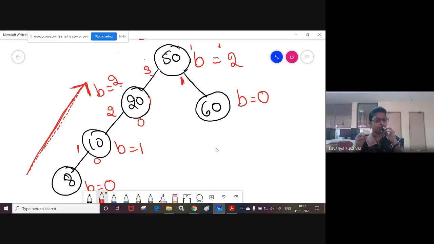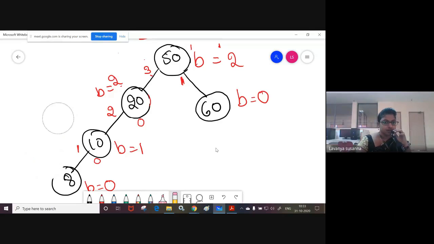That you need to find out. If you want to find out at which node you need to balance, you need to traverse from the lastly inserted node. Which node have you inserted? 8. From that node you need to traverse towards the root. While you are traversing from downward to upward, if you encounter b equal to something other than 0, 1 or -1 (see, here at node 20 you got b equal to 2), that means at this node you need to balance the tree.